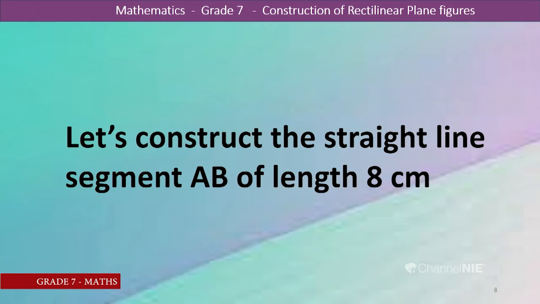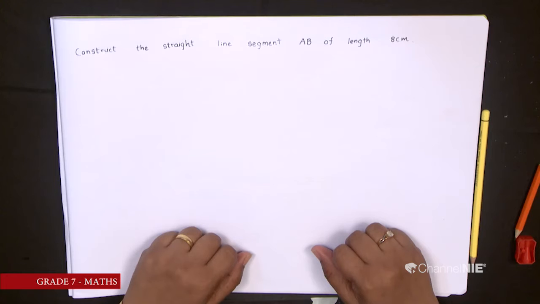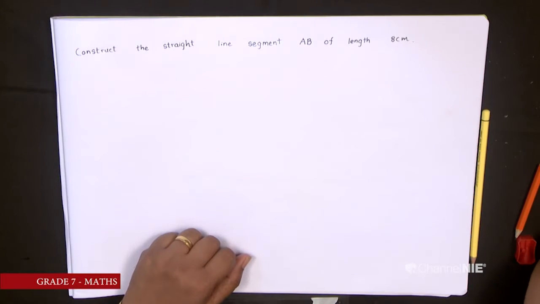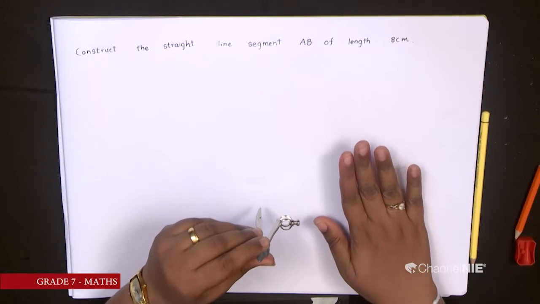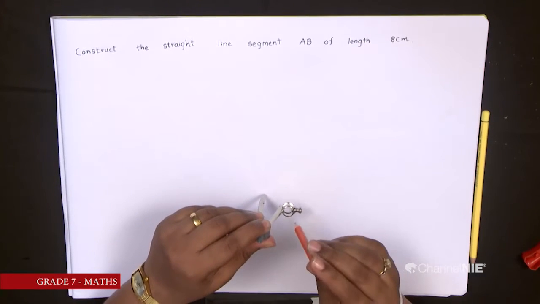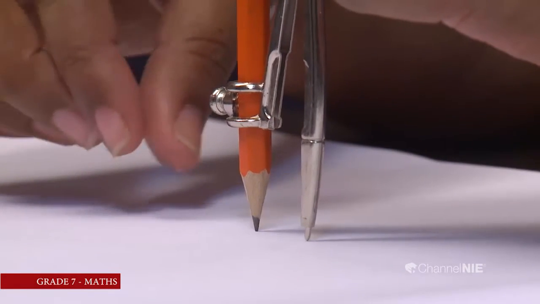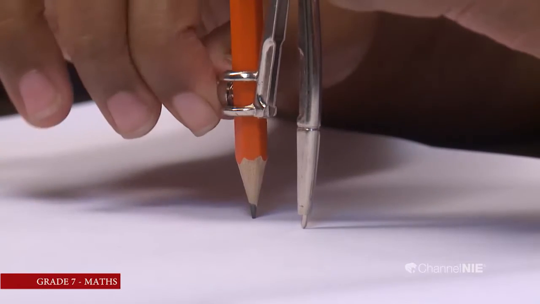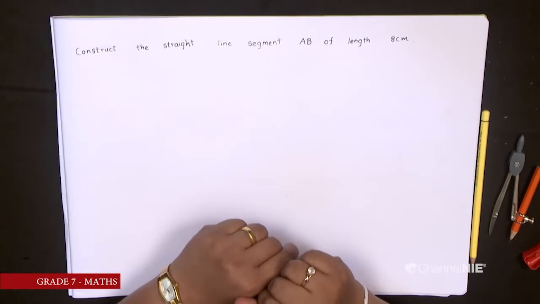Right. Now, we are going to construct the straight line segment AB of length 8 centimeters. Right. Now, we will do the construction. We will construct the straight line segment. Before that, we have to fix our pencil properly to your pair of compasses. There, you have to choose a flat surface. You have to place both the tip of the pair of compasses and the pencil on the same flat surface. Then, you have to fix the pencil properly. Right. Now, we are ready to do the construction.